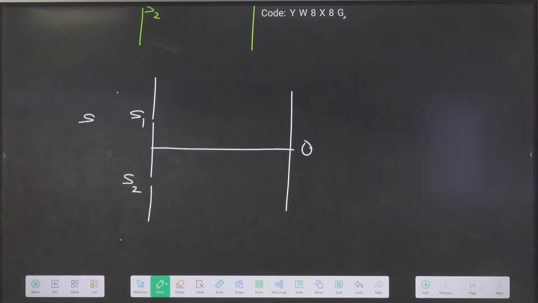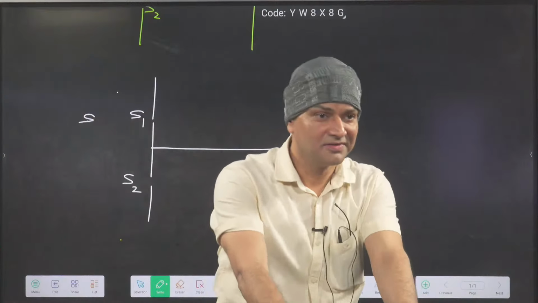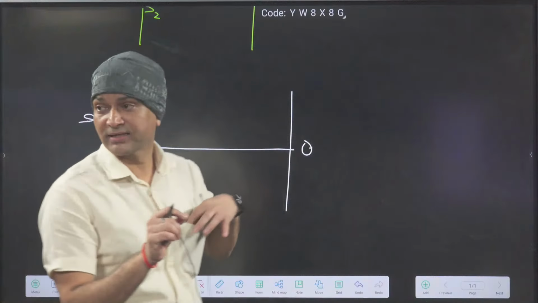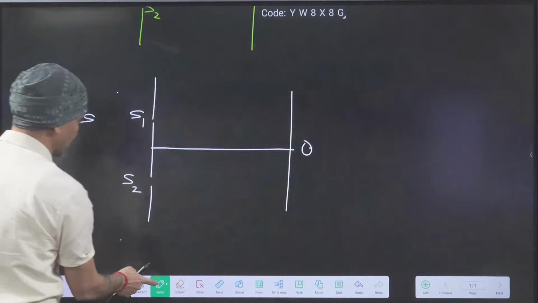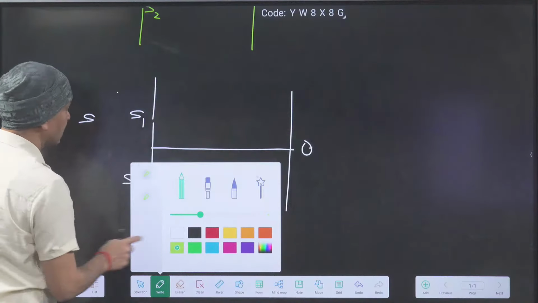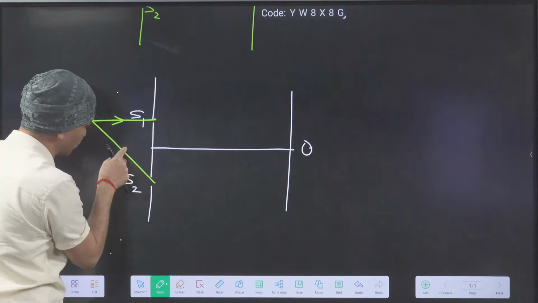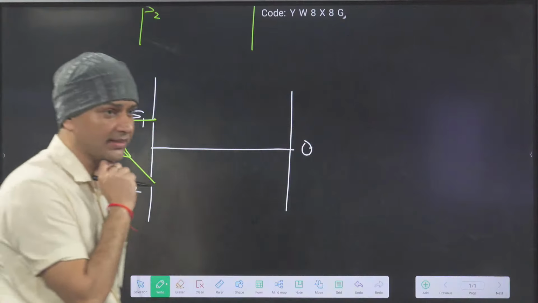Above O, below O, above O, below O, below. Now listen, what I said: central maxima is the point where the path difference is 0. If you are taking the primary source above, like this, then you can see before the slit, SS1 and SS2. Whose path is lesser?